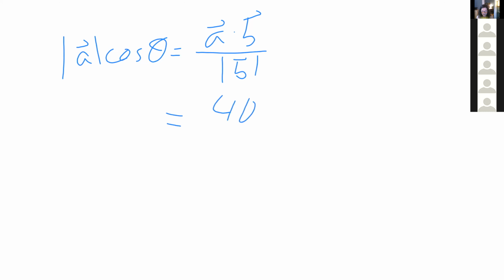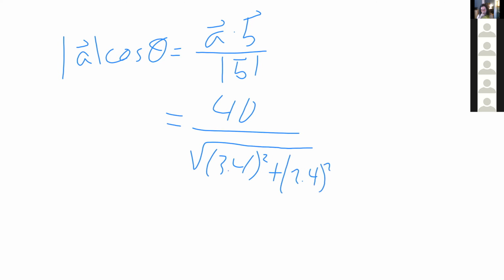And then I just need to divide by the magnitude of B, which I haven't explicitly found yet, but it would just be the square root of the x squared plus the y squared. So for me, that's the square root of 3.4 squared plus 2.4 squared. Then you just plug this into the calculator, and for me, that would give 9.6. There are no units in this problem, but if your vectors do have units, then this answer would have whatever units the original vectors had.